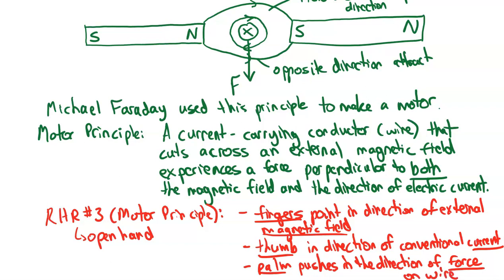So try this with this particular example. Our fingers point in the direction of the external magnetic field. So that's going from north to south. That's going across the page from the left to the right. Your thumb is pointing the direction of the conventional current into the page, and the palm, if you've done this properly now, is facing downwards. In other words, your palm would push downwards. So you know the force is going to go downwards. Make sure you practice it yourself and don't just take my word for it.